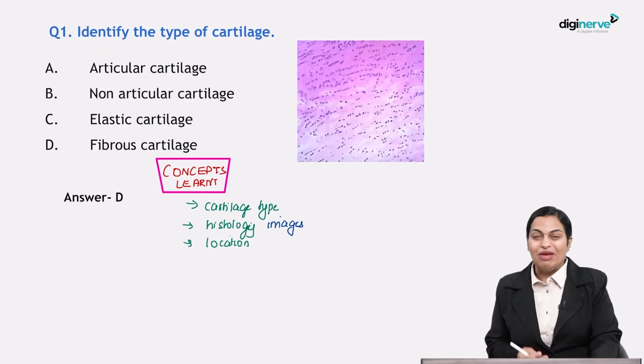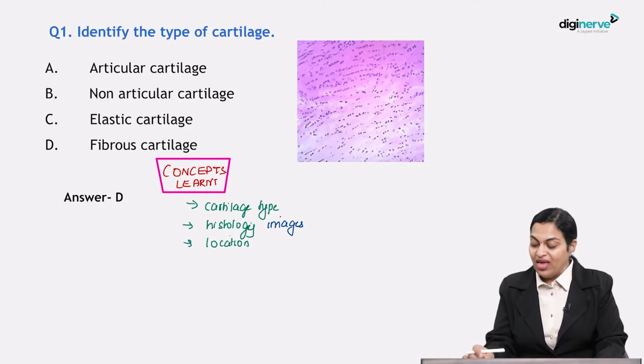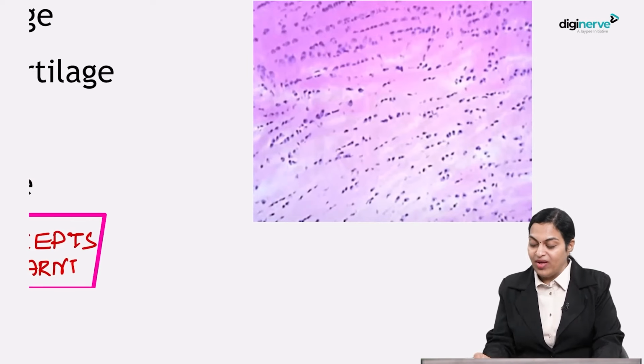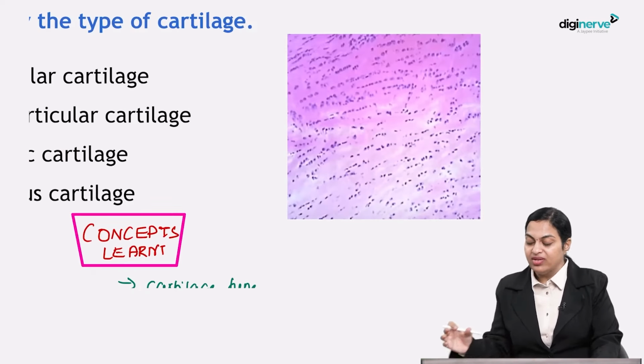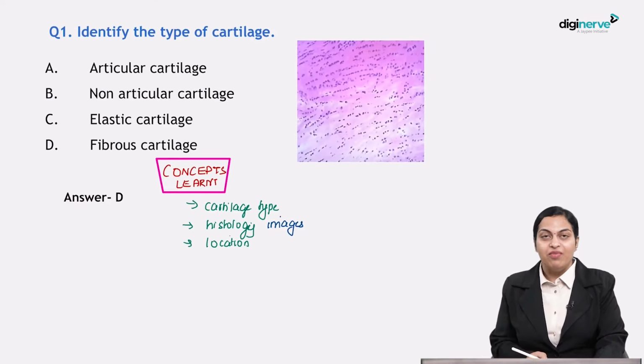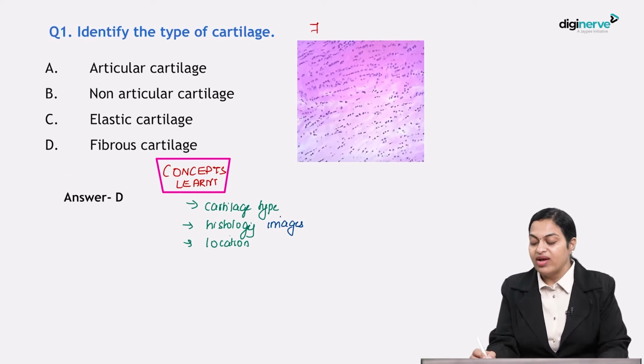So, what is the type of cartilage shown here? You don't get to see a perichondrium, and you can see, yes, a lot of cells there, chondrocytes in lacunae, and in between the pink there is the collagen fiber bundle. Because of the absence of perichondrium and the presence of collagen fiber bundles, we are going to call it fibrocartilage.